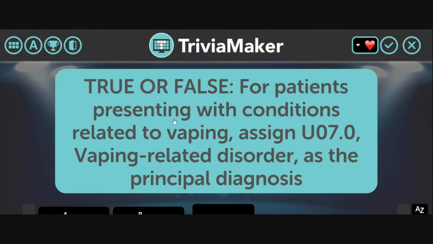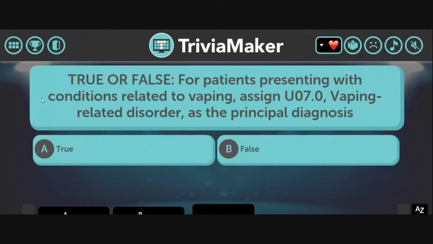All right. So, true or false? For patients presenting with conditions related to vaping, assign U07.0 vaping-related disorder as the principal diagnosis. Is this going to be true or false? Let's start off strong, coders. Put those answers in the chat.